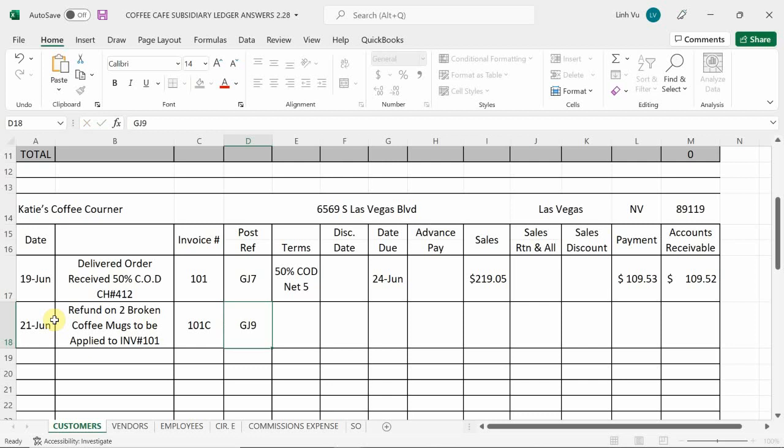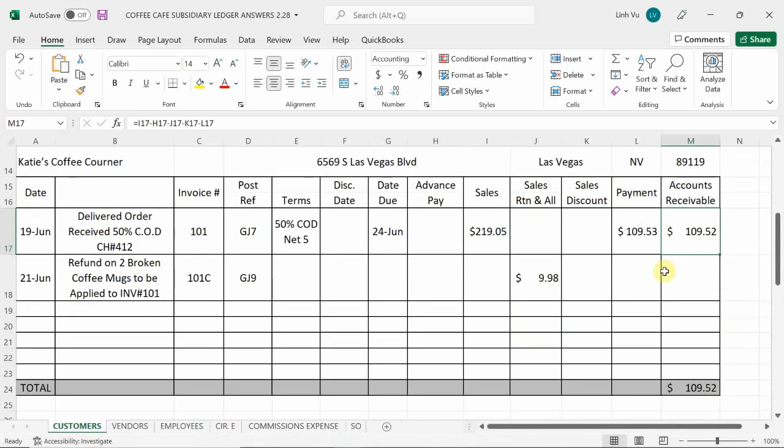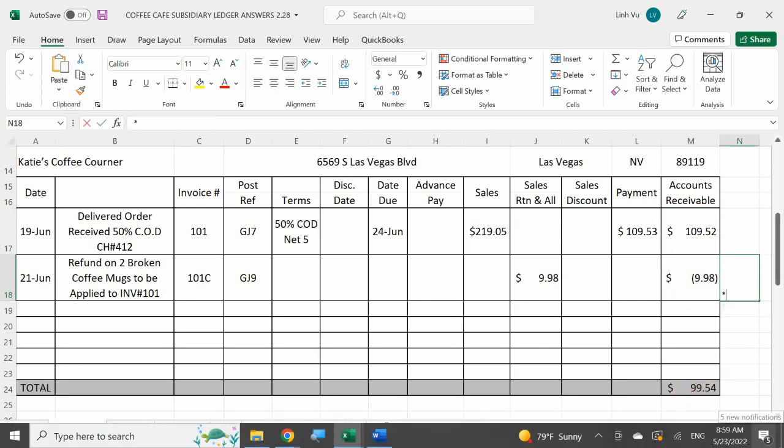General Journal 9. We're going to skip the terms and it's going to go under sales returns and allowances for $9.98. So in this case, right now she owes me $109.52. And if I subtract that $9.98 out, she now owes me $99.54.